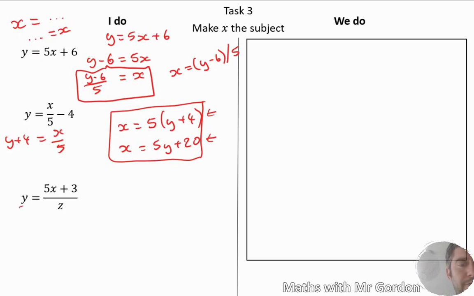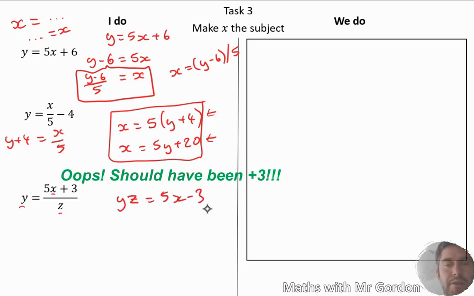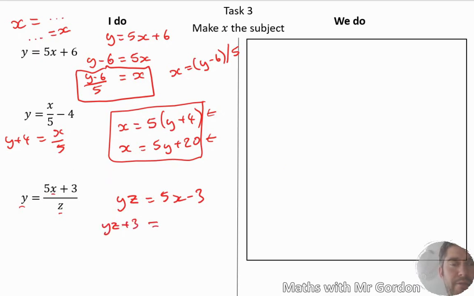Well, we now have 3 letters, but we're doing the exact same thing. We're trying to get x by itself. So first thing I'm going to do is multiply both sides by z. So we get yz equals 5x minus 3. Now I'm going to add 3 to both sides. yz add 3 equals 5x. And finally, the reverse of multiplying by 5 is division by 5. So we get yz plus 3 all over 5 equals x.